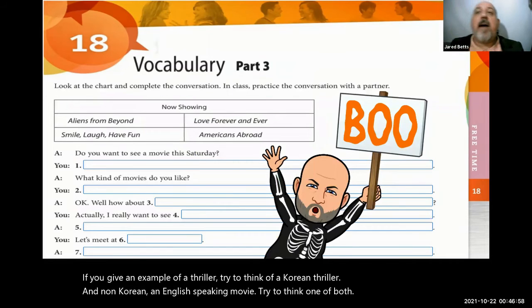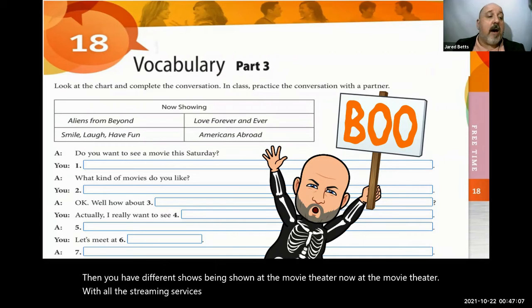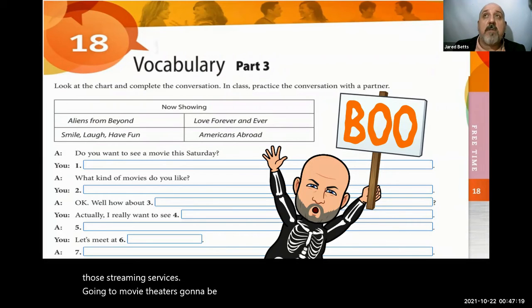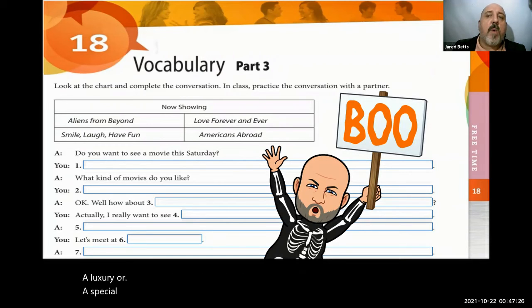Then you have different shows being shown at the movie theater. Now, at the movie theater, with all the streaming services that are available today with Netflix, Disney Plus, Hulu, and all those streaming services, going to the movie theater is going to become something that's either a luxury or a special occasion. When I first moved to South Korea, going to the movie theater was almost a necessity.